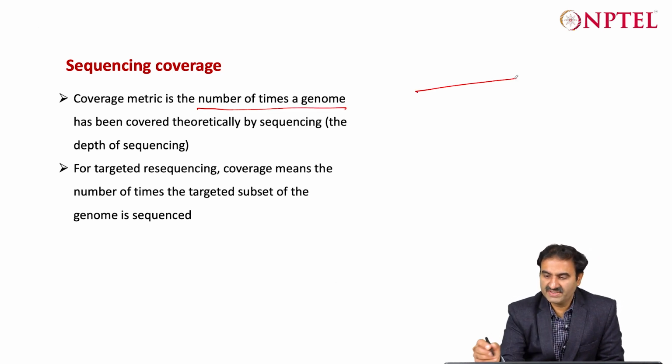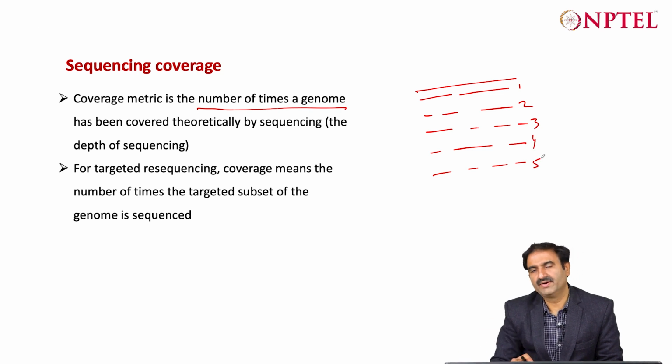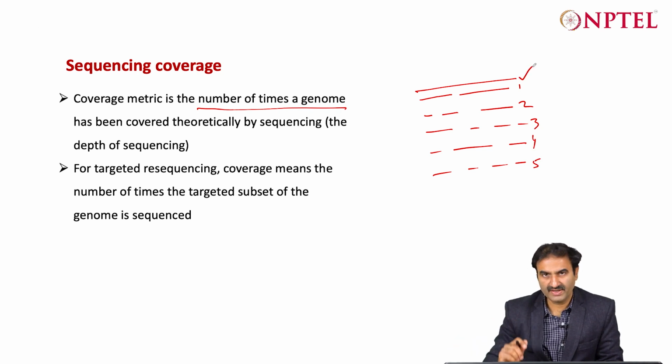So if this is a region, then one, okay, right. So 1 2 3 4 5 times I have read it, okay, and this was the original strand, right. So how many times you have sequenced the same, or you can say most of the DNA, you have sequenced that number of times, okay. So that is called coverage.